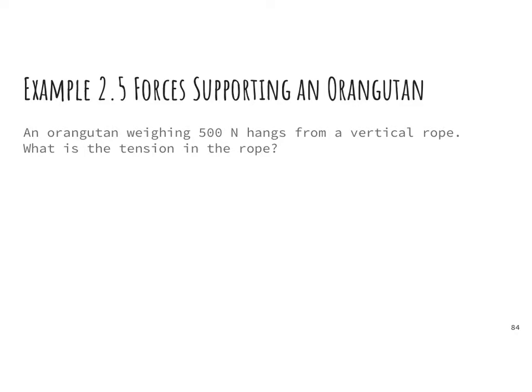So let's go ahead and jump right into an example problem. We have an orangutan weighing 500 newtons, hangs from a vertical rope. What's the tension in the rope? Well, if he's just hanging there, this is an equilibrium problem. So I can simplify it by drawing a free body diagram. I know that there's a weight force going down, and that weight force is equal to 500 newtons.